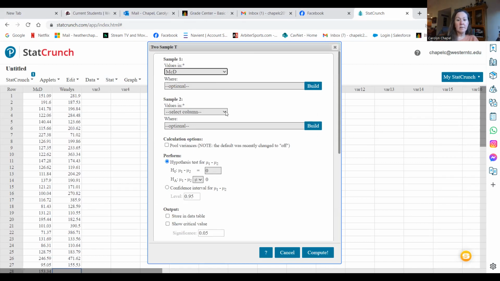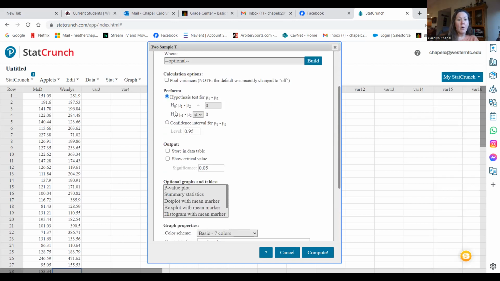Sample 2 is in the column Wendy's. Okay, we are doing our hypothesis test, mu1, and we want it to be less than 0. Hence the reason I wrote it in this format as well. Making sure the mu1 is McDonald's minus Wendy's, and I want the less than 0. So sometimes starting off with them on either side and then shifting them to the one side is important to make sure you pick the right inequality here.